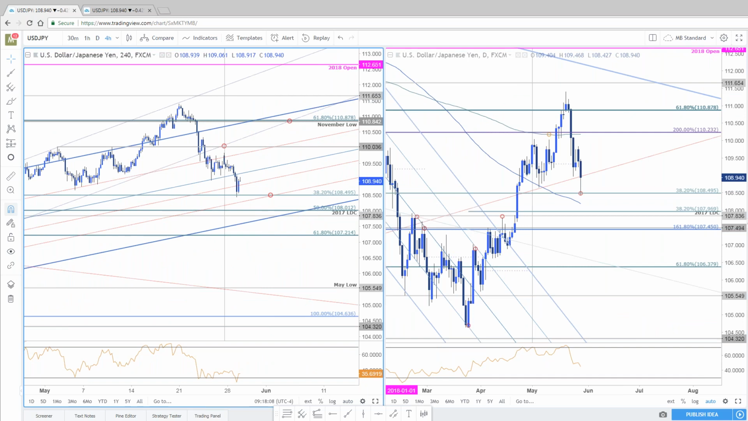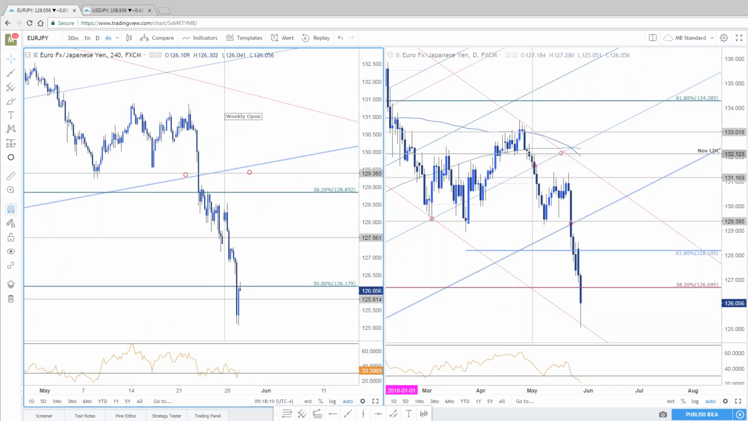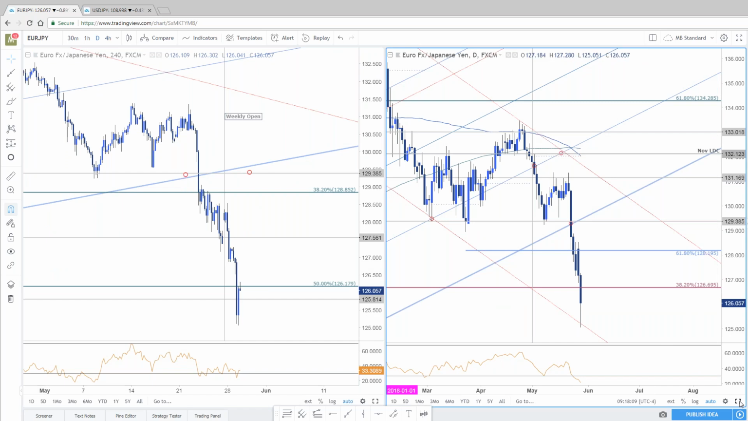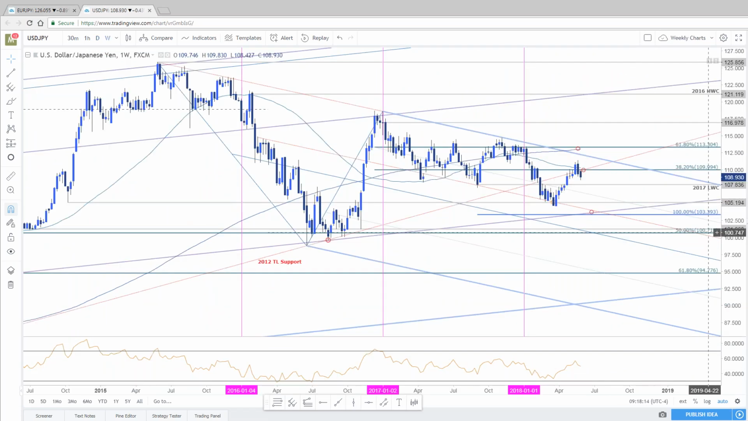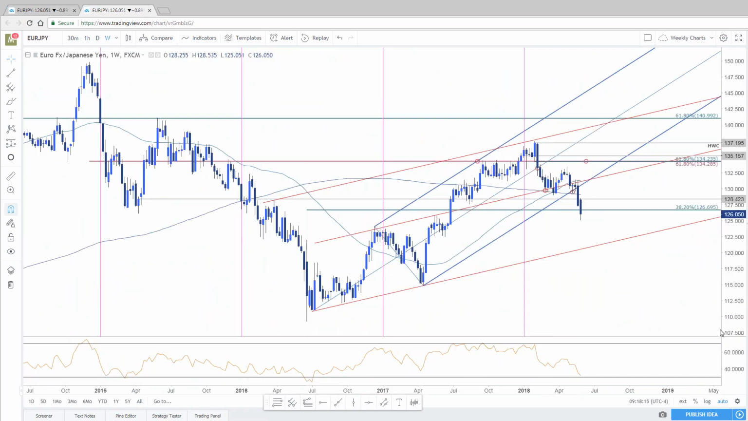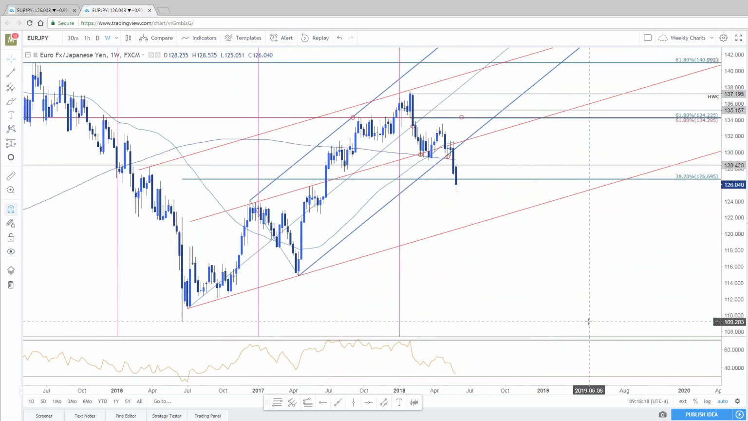Euro yen, George, looks like this. Let's see what it looks like on the weekly charts real quick. Yeah, it's a pretty big break, right?